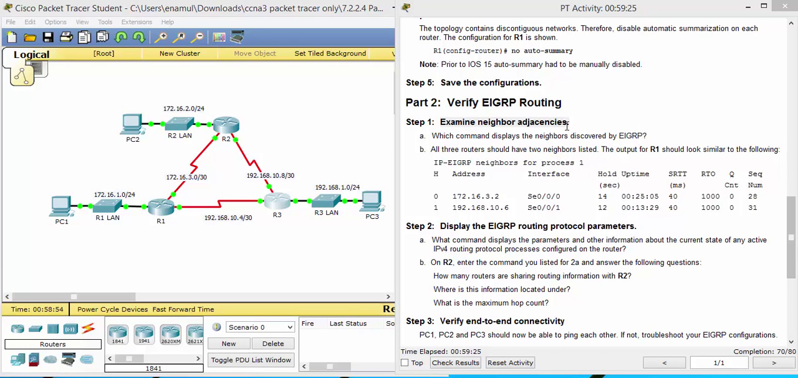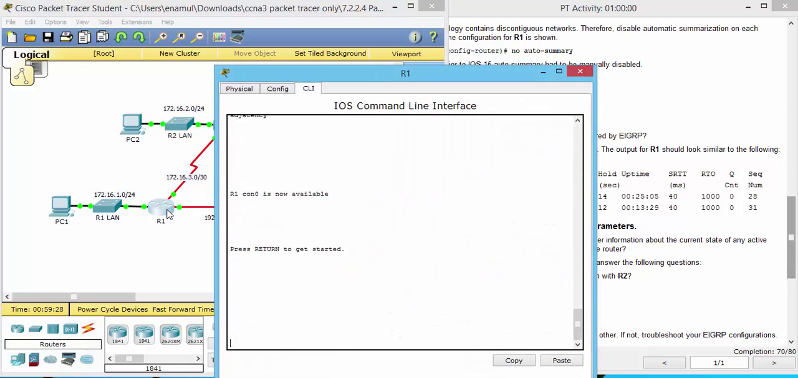So to examine neighbor adjacencies, which command displays the neighbor discovery by EIGRP? We use show ip eigrp neighbors. The show ip eigrp neighbors command displays the neighbor discovery by EIGRP. Go to R1, enable. We type show ip eigrp neighbors.